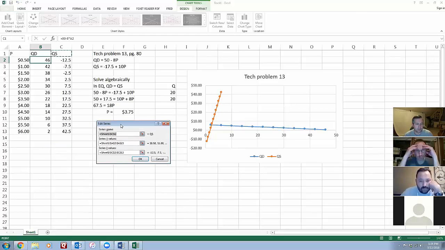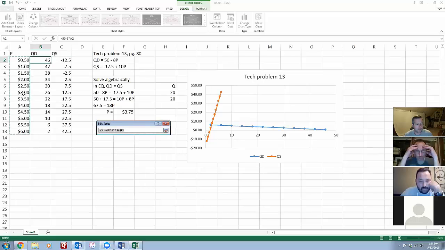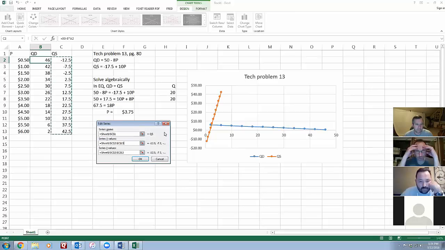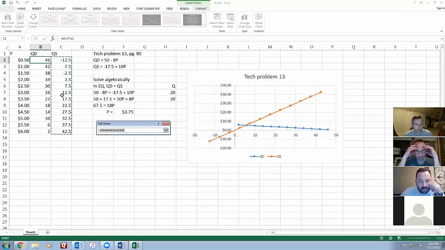So I go to that little edit series window. There's my name, QS. I'm going to switch my X values from the A column to the C column now. And I'll switch my Y values back to the price in column A.